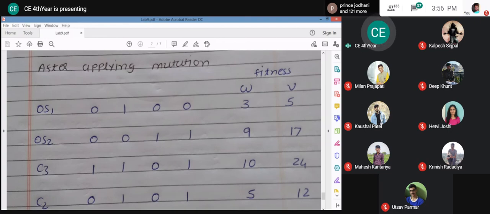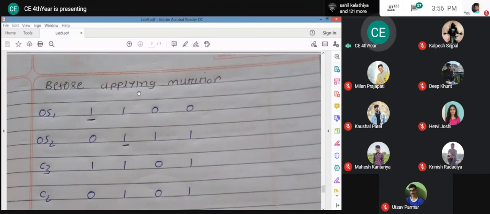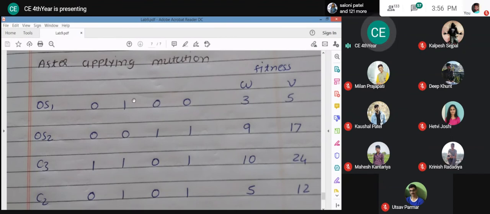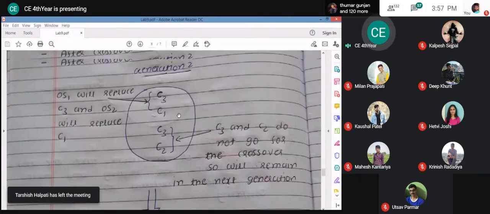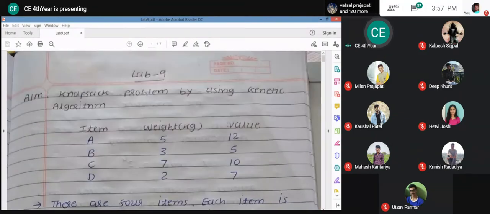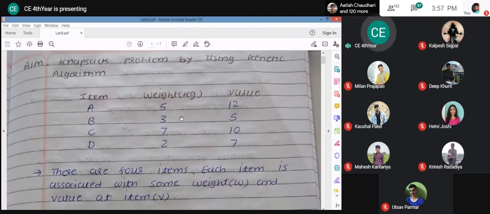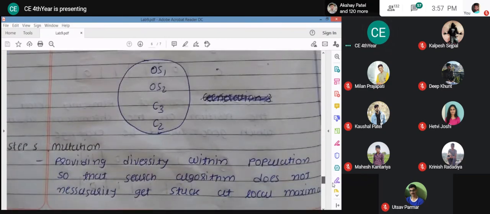The mutation is not compulsory. If you don't want to perform the mutation, then after the crossover you have to calculate the fitness value. But in this case, I have applied the mutation, so after the mutation you have to calculate the fitness value. Now this is 0100, and according to the knapsack, the weight is 3 and the value is 5. In that way you have to calculate.